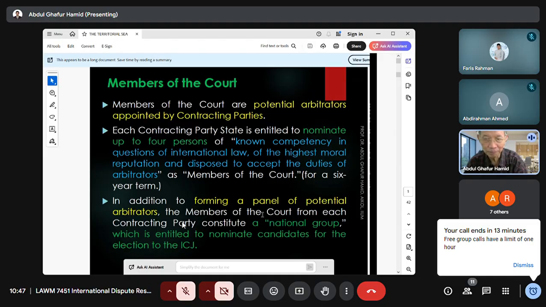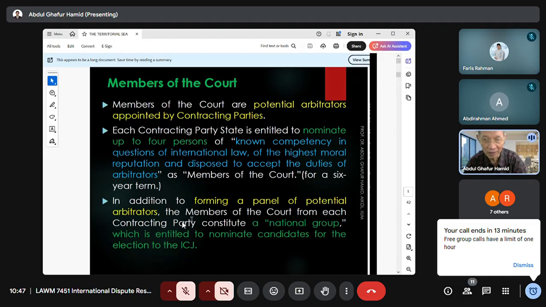So the members of the court of the PCA are a panel of potential arbitrators. That is their first function. The second and very important function is that the members of the court from each contracting party constitute a national group.